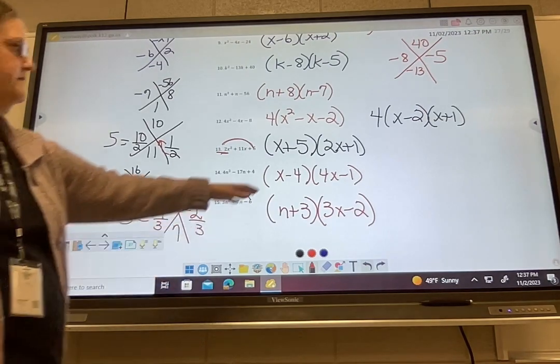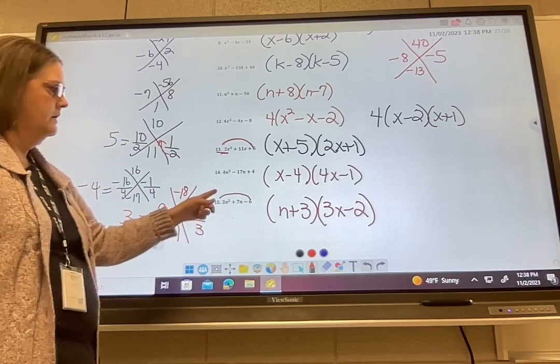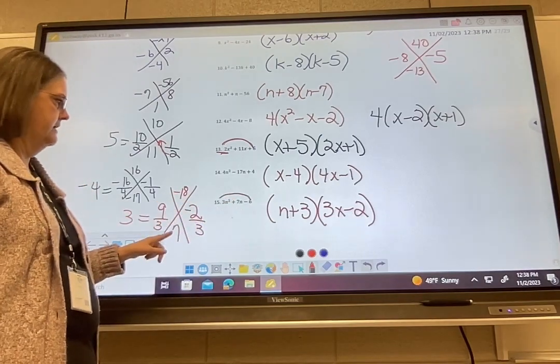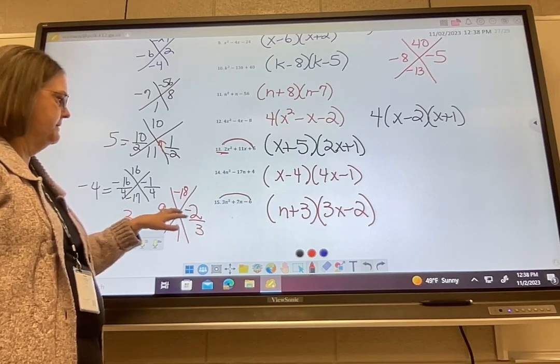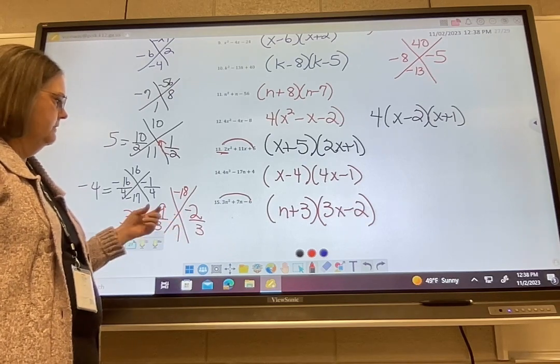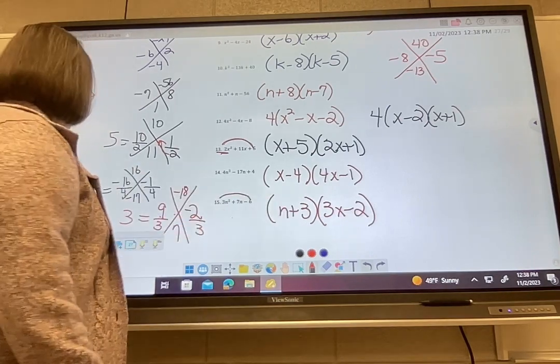Okay, that gives me x minus 4, 4x minus 1. I do the same process here. 3 times negative 6 is negative 18. And then I want them to subtract to be 7, so that's 9 and 2. The 9 is positive, the 2 is negative, and I divide by that 3, and that gives me that.